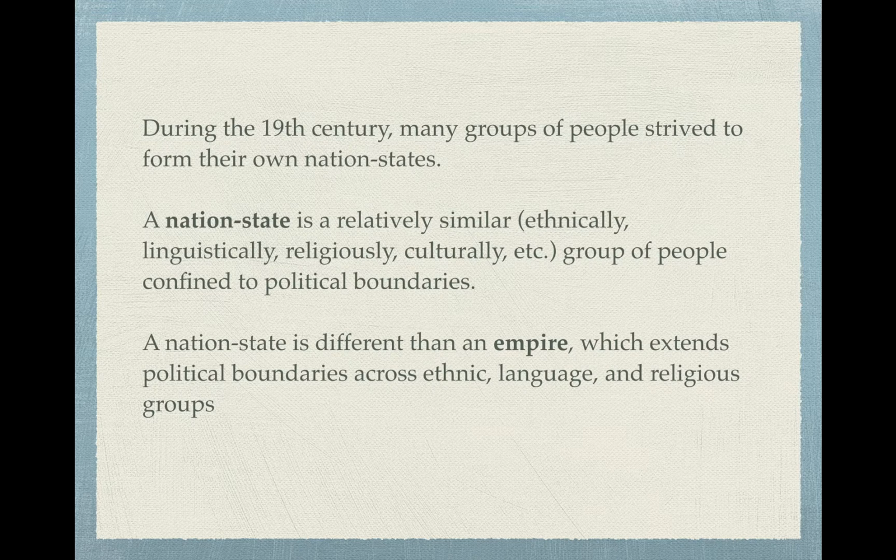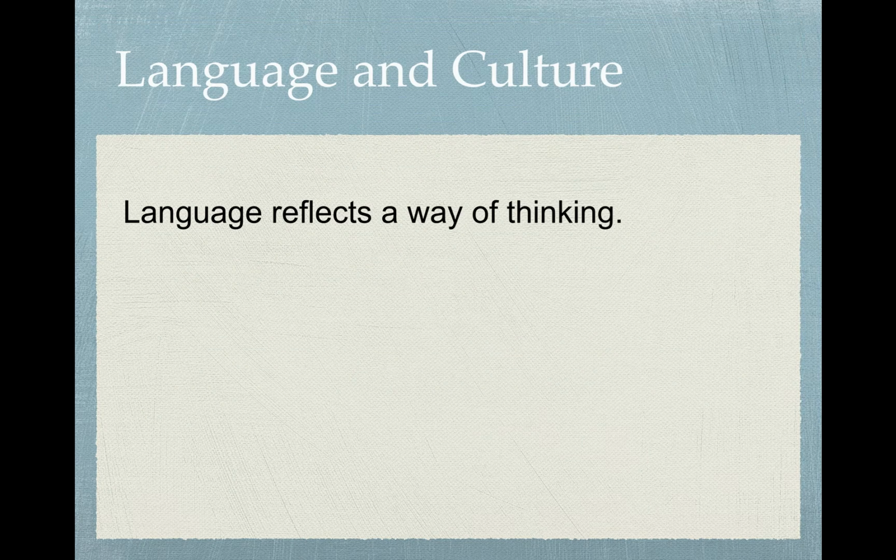A nation state is kind of like a political boundary that encompasses similar people. So ethnically, linguistically, religiously, culturally. For instance, today the United States is generally not a nation state. We might think of a country like Great Britain as more of a nation state, but even that today is a really, really diverse place. And so during the 19th century, a nation state was different than something like an empire. An empire covered lots of different ethnic, language, and religious groups.